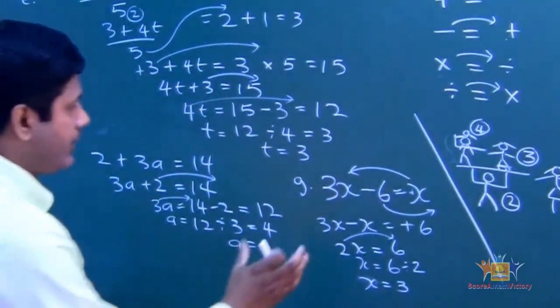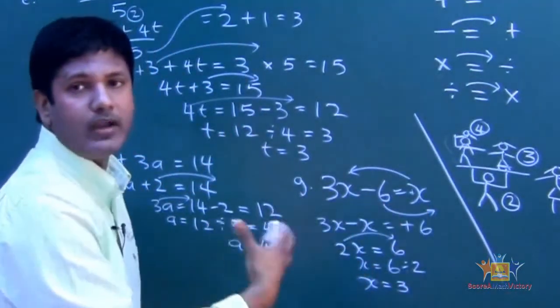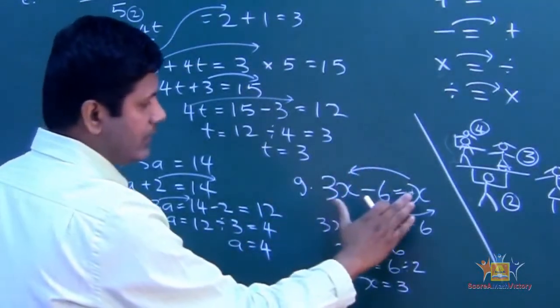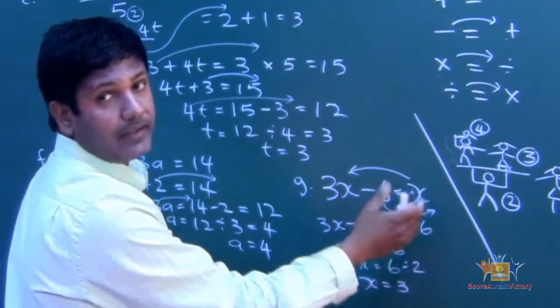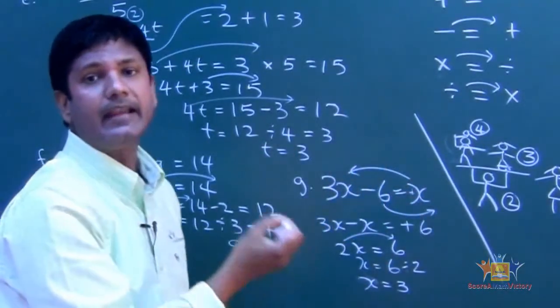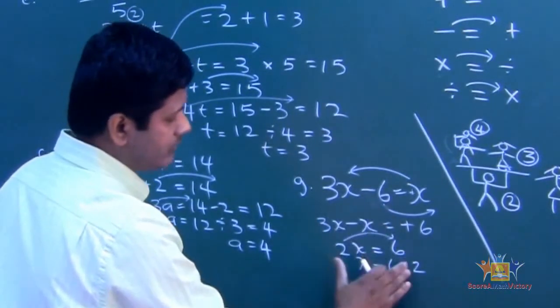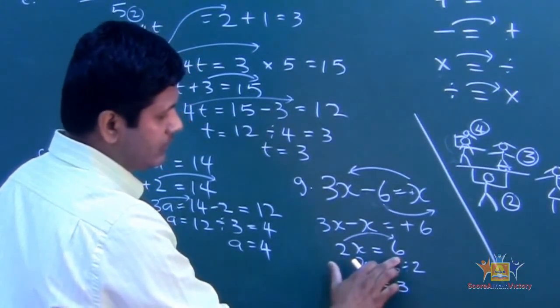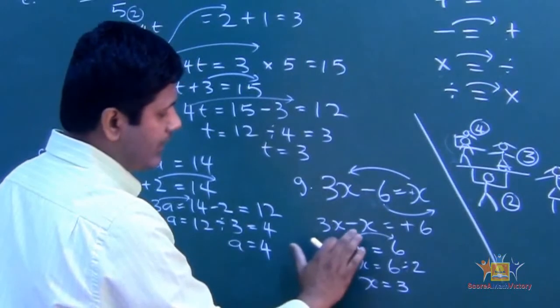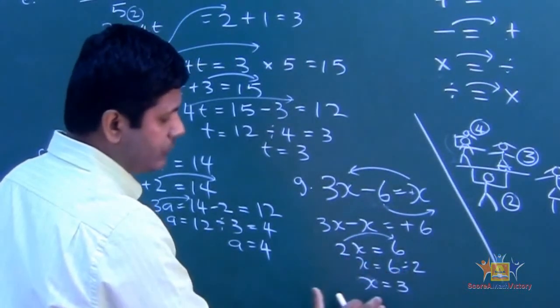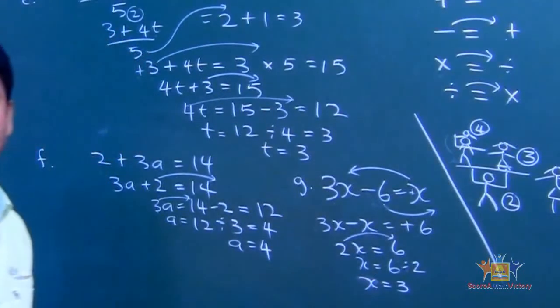So keep in mind, always gather them to one side. In this case, bring the x on this side. It's a positive x, cross the bridge becomes negative x. Minus 6 cross the bridge becomes plus 6. So now you got 3x minus x, 2x equals to 6. x equals to 6 divided by 2. x equals to 3. Okay, good.